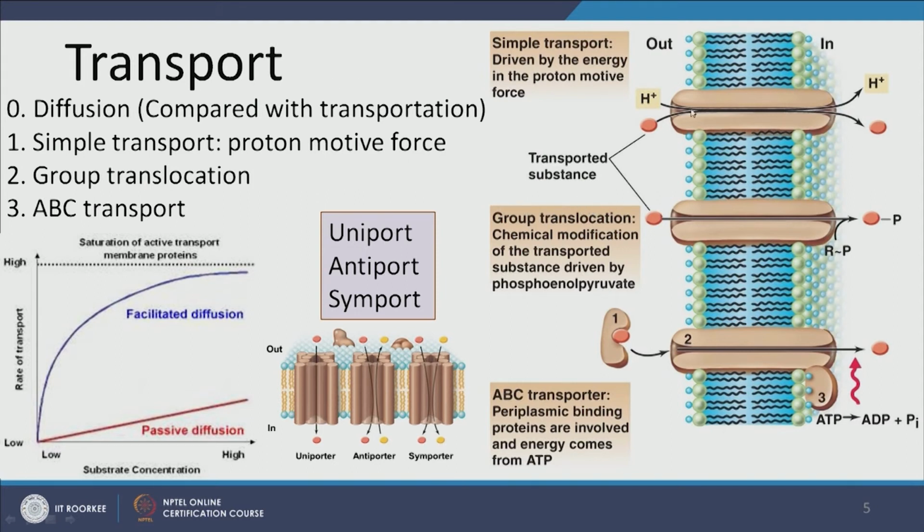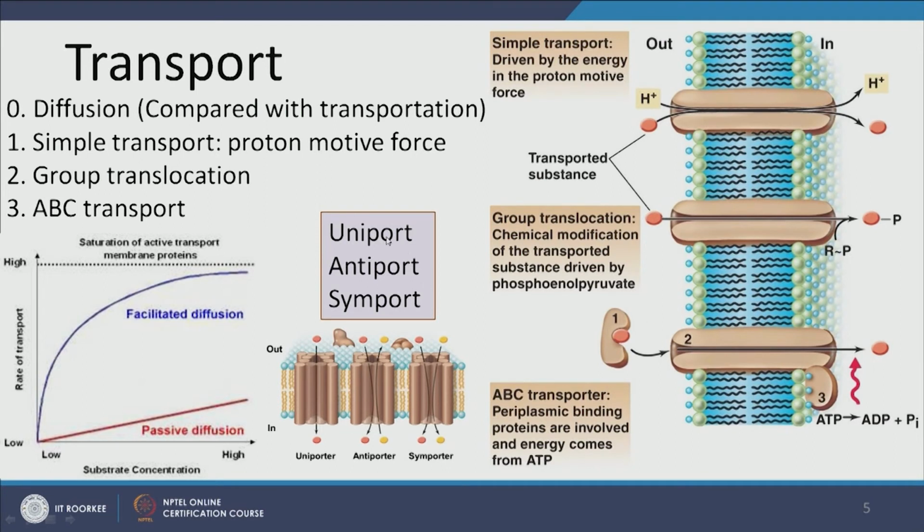So what is the source of energy of diffusion? What's the source of energy of simple transportation? What's the energy for group translocation and for ABC transportation? The other thing I want you to understand and ask yourself is, for all these four kinds of transportation, in which of the cases is the substance that's transported inside not modified, and in which of the cases has the substance, when it comes inside, been modified.